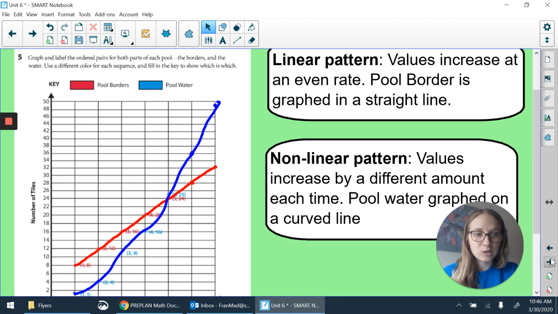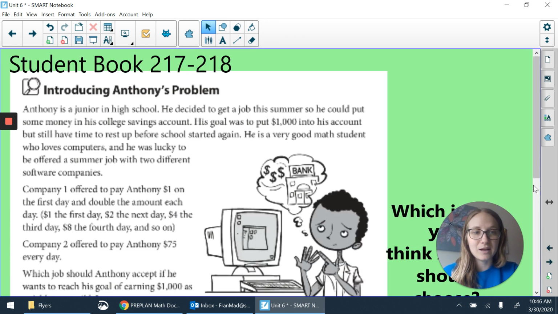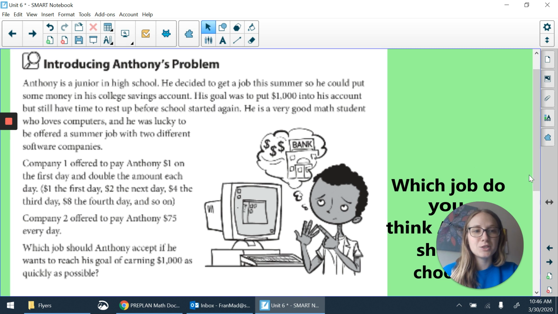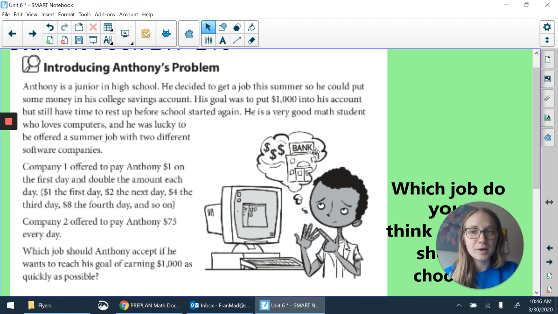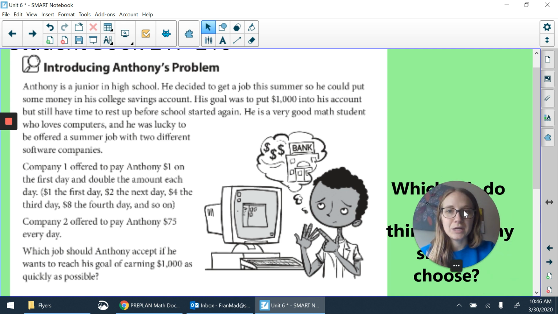And now we're going to move on to a new problem that we have not addressed yet. So go ahead and open up your student book to page 217. So go to page 217. And first, I just want you to listen as I read out this problem. You can follow along in your own workbook, but we're going to take a look at Anthony and a problem that he's having here. So Anthony is a junior in high school.